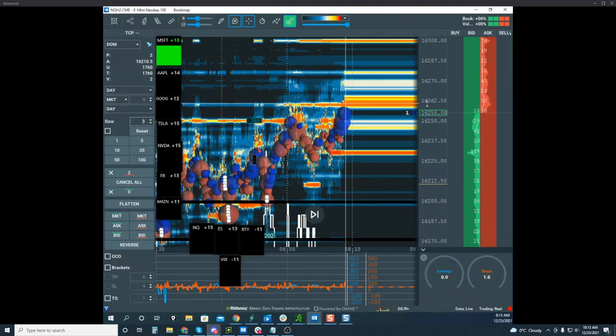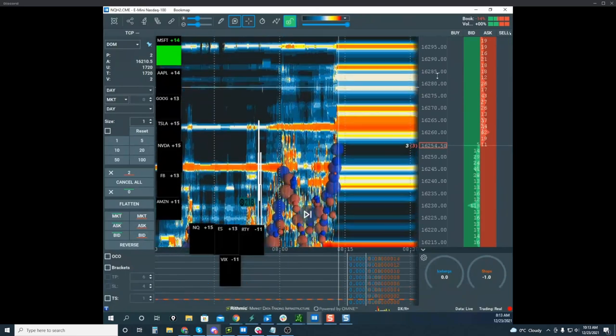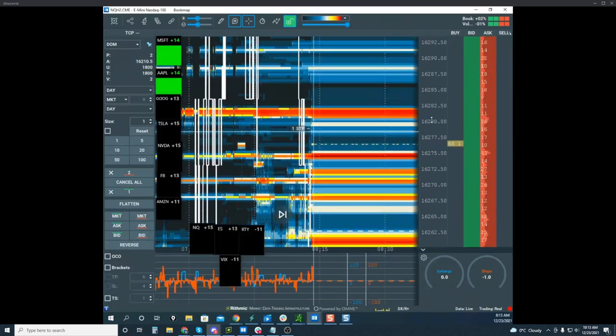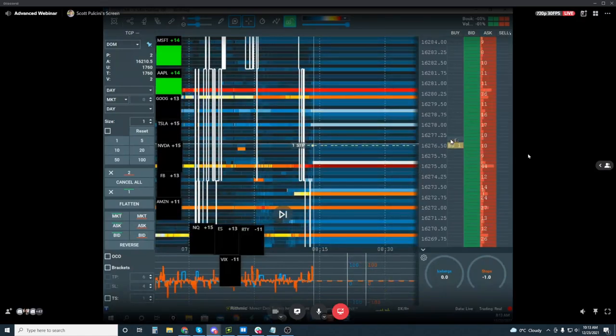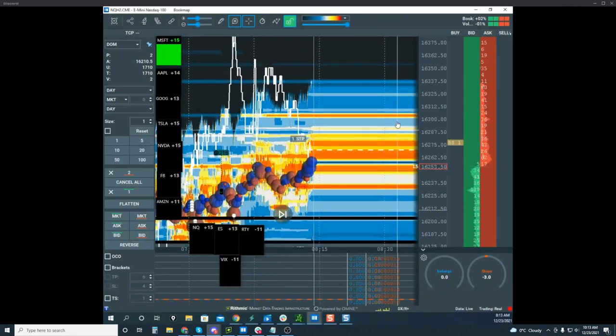Because these algos, especially now, this week is just algo heaven. Their volume is terrible, and they were just running the show. So you got a lot of algos that are running these markets, and they love to trade these ATRs and fade the ATRs, things like that.